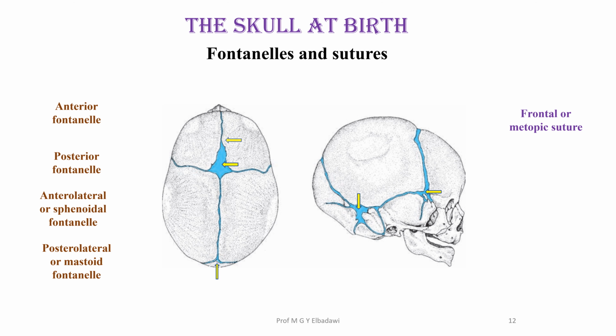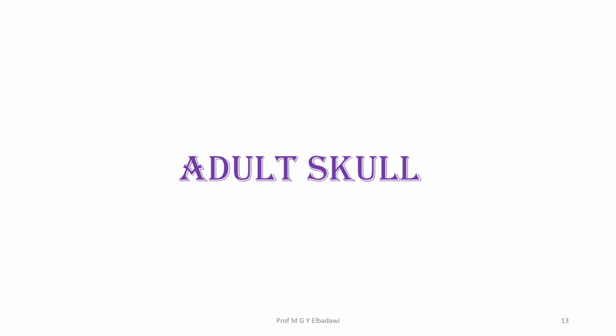The sutures are the frontal, or what we call the metopic, and this suture disappears by the age of 2 years after birth. It may persist in certain species. The sagittal suture between the 2 parietal bones, the lambdoid suture between the occipital and the 2 parietals, the coronal suture between the frontal and the parietals. Those are the sutures of the skull.